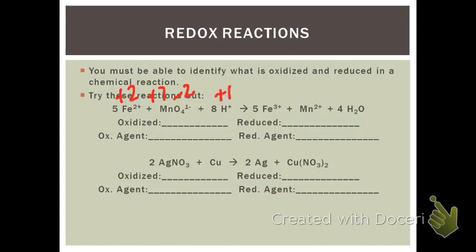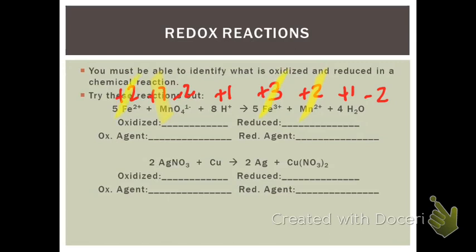Protons here, since their charge is plus, they must be +1. The irons will be +3. The manganese ions will be +2. And then O is -2 and H is each +1. Now, what you need to do, remember, is look for the ones that changed. So what changed? Mn changed and iron changed.